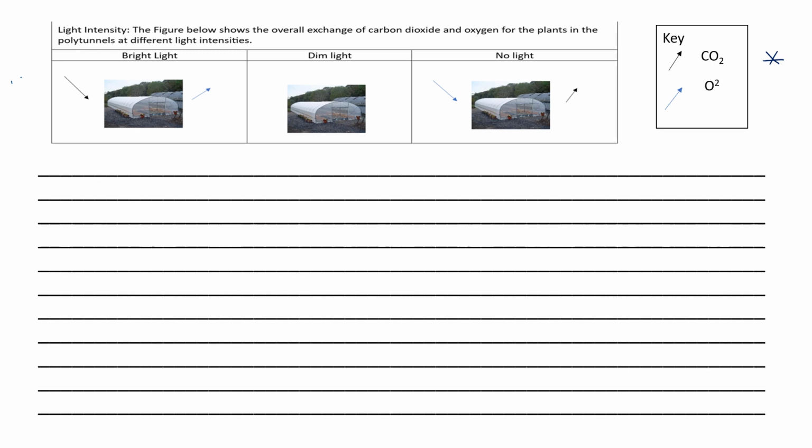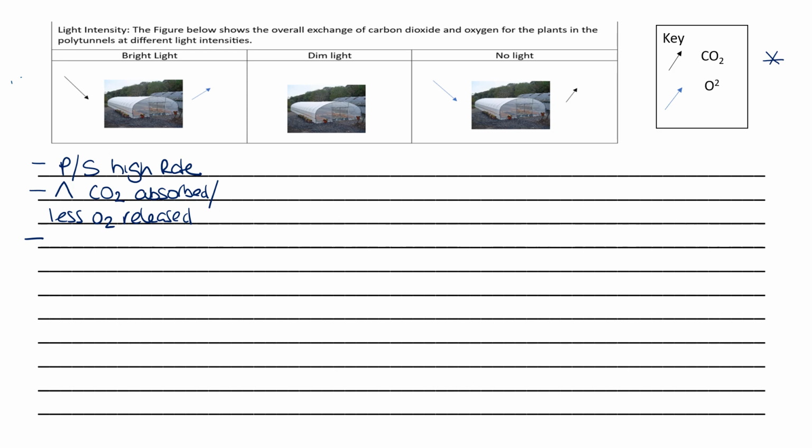In our first photo, it shows us that there is more carbon dioxide being taken out of the air than oxygen being released. And we would expect that because it's in bright light, so photosynthesis is at a high rate. Now, I've just used PS for photosynthesis because I'm writing on here. In your question, you would need to write it out fully. So we've got greater amount of carbon dioxide being absorbed, and we have less oxygen being released.